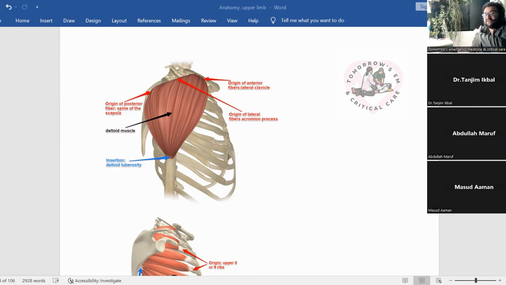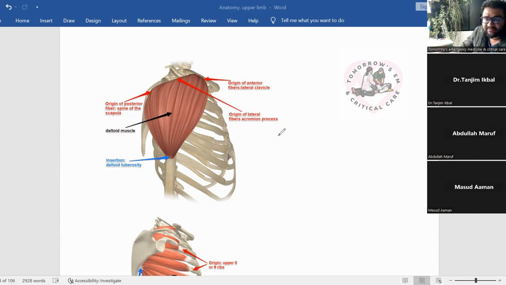So a patient came to you with anterior or posterior shoulder dislocation. Just make sure that this patient has sensation here, at the regimental badge area. If there is no sensation, suspect axillary nerve damage. Anterior or posterior shoulder dislocation can cause axillary nerve damage.